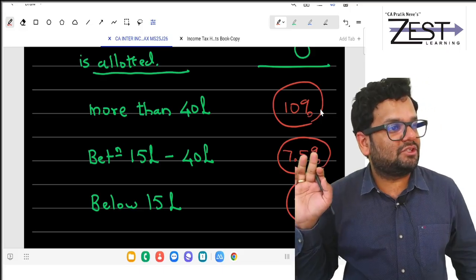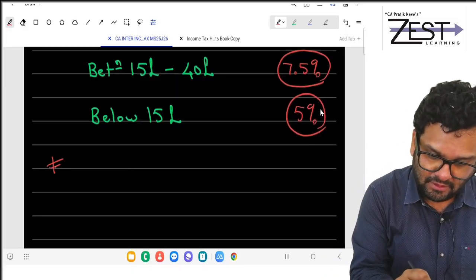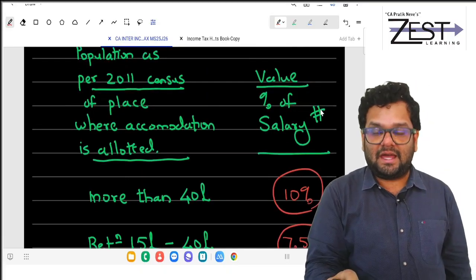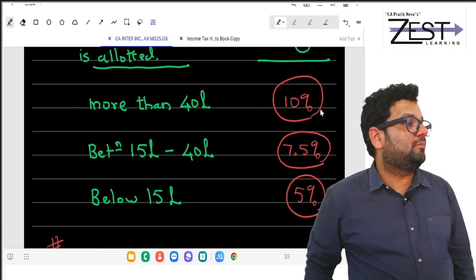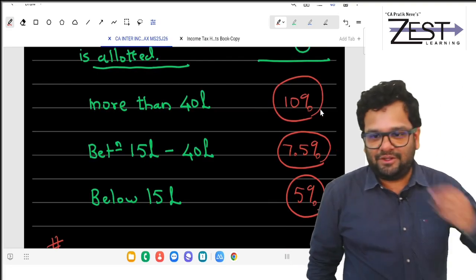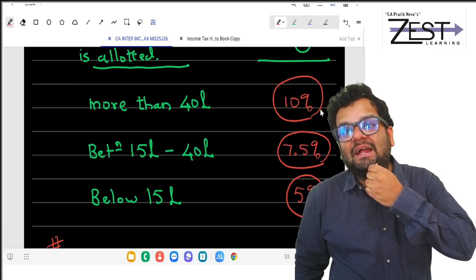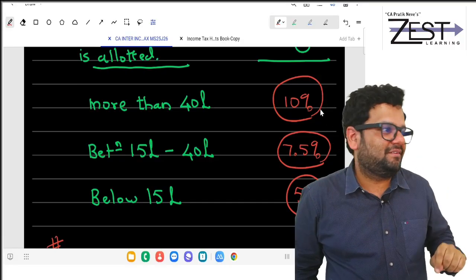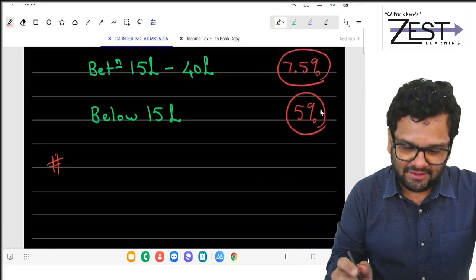This everything is percentage of what? Salary. But sir, what is salary? Salary, you will say we have learned salary. It is basic plus DA terms of employment plus commission percentage of sales. But that salary is for HR. For accommodation, it's a different salary. They want a different salary.